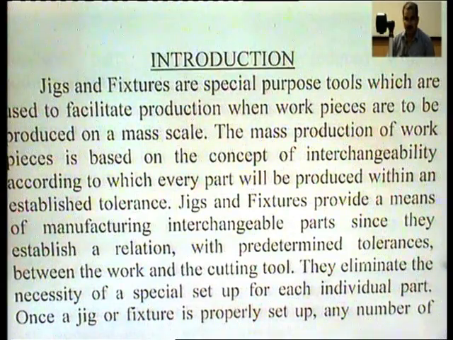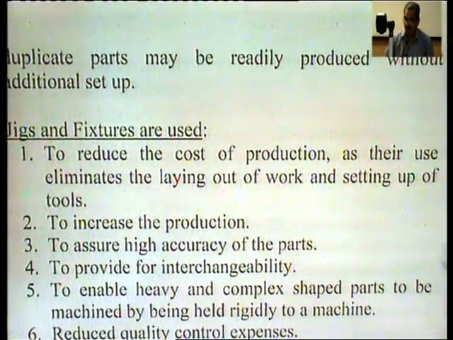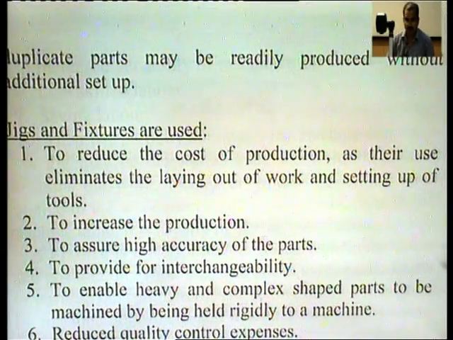They eliminate the necessity of special setup for each individual part. Once a jig or fixture is properly set up, any number of duplicate parts may be readily produced without additional setup. So, from this definition, it is very clear that jigs and fixtures are special purpose tools which only facilitate production.